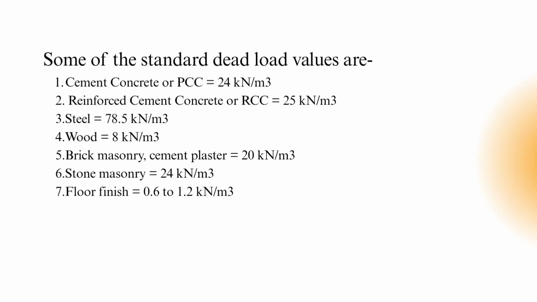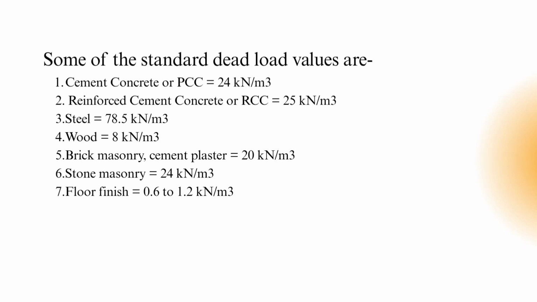Then there are some standard dead load values given for the different materials. For cement concrete, or the plain cement concrete, that dead load value is nothing but 24 kilonewton per cubic meter. Then for the reinforced cement concrete, or we can say RCC, it is 25 kilonewton per cubic meter. Then for steel, it is 78.5 kilonewton per cubic meter, and for wood it is 8 kilonewton per cubic meter. For brick masonry, cement plaster, it is considered to be 20 kilonewton per cubic meter.